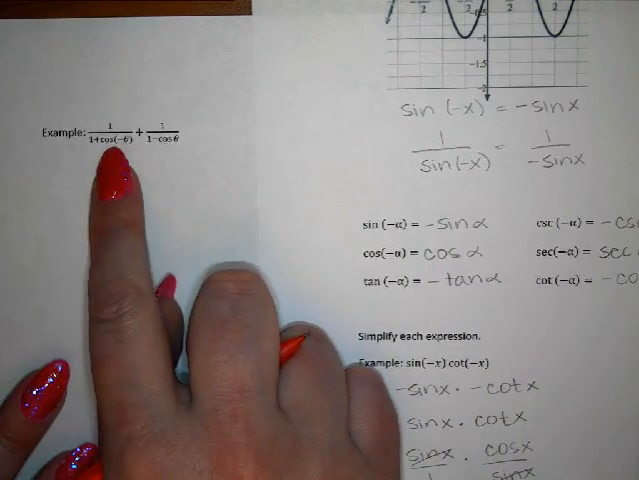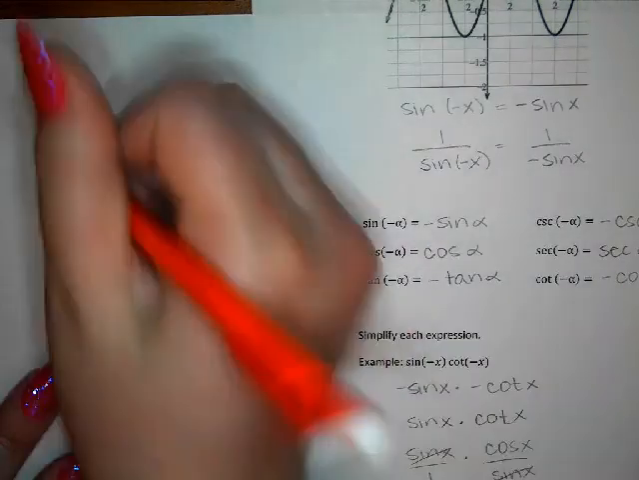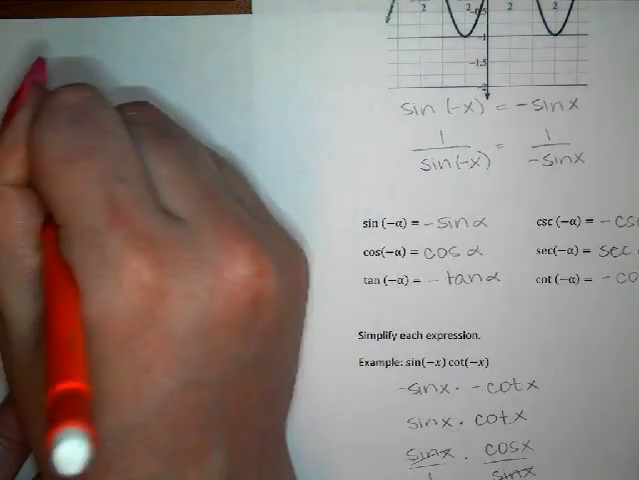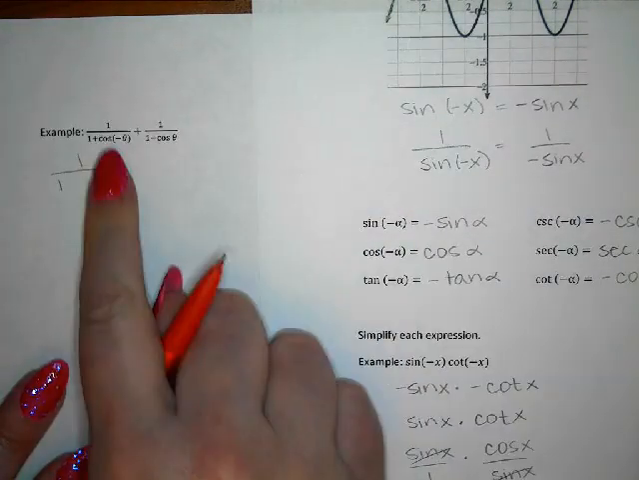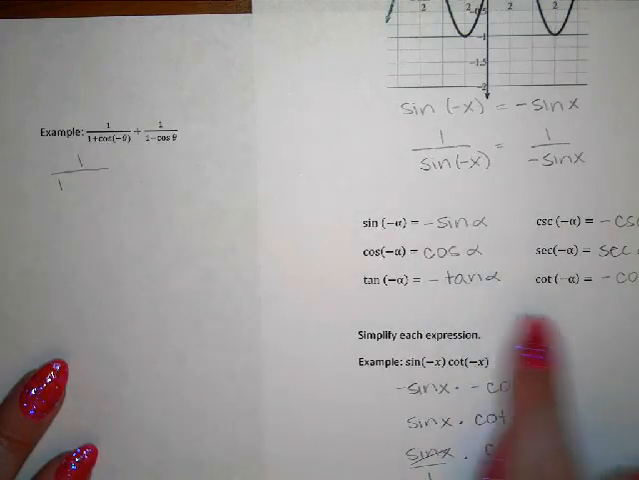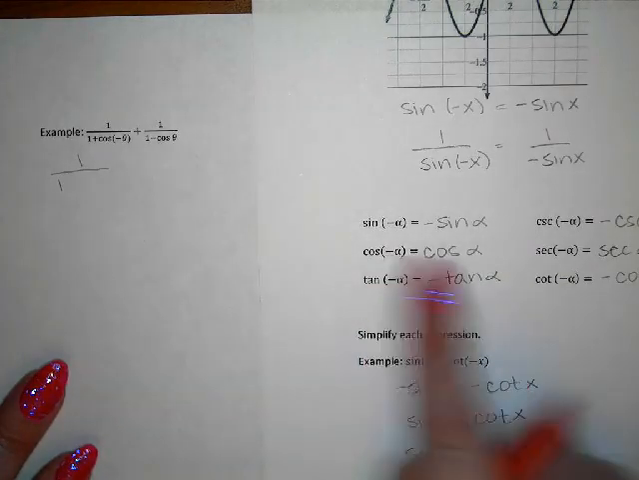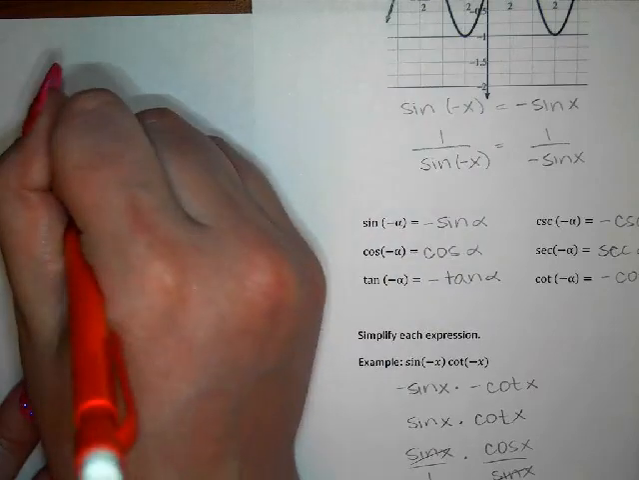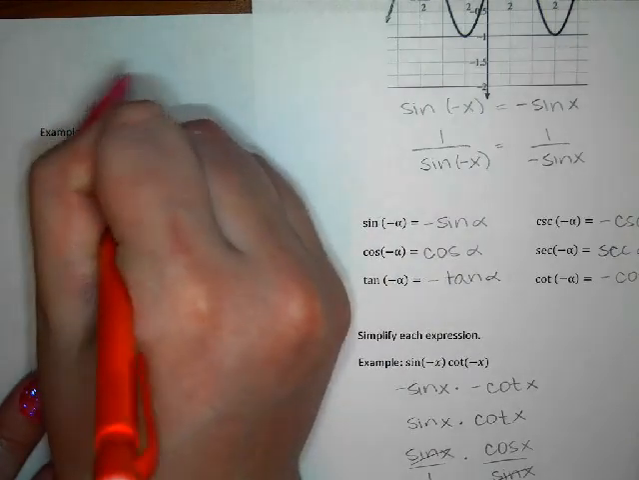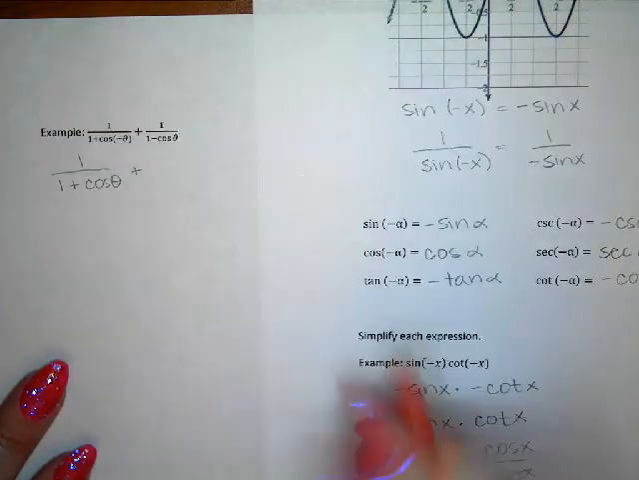Cos of negative theta. Cos of negative theta is just cos theta. So this is 1 plus cos theta. And then the second fraction does not have one of those even and odd identities, so I can just write this one out. So 1 minus cos theta. And from here, to do simplifying, I'm just doing regular math.